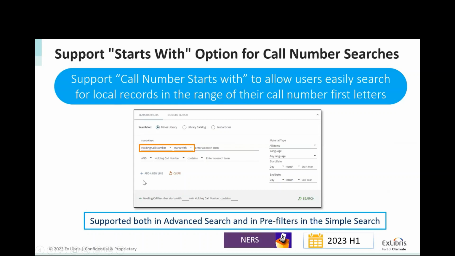Support call number. You will be able to see for the holding call number the start with operator. So far, the start with was only supported for the title. We made it available also for the holding call number. This requires a change in the way we are indexing the holding call number. So with this enhancement, user will be able to search in a range for a specific subclass classification that the call number represents.